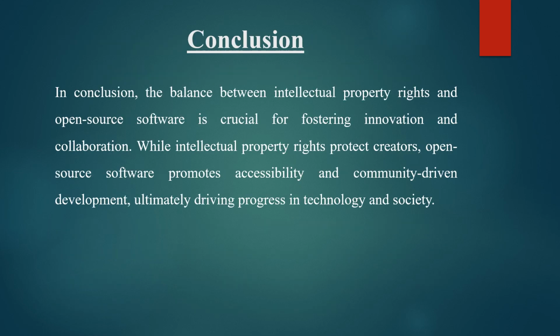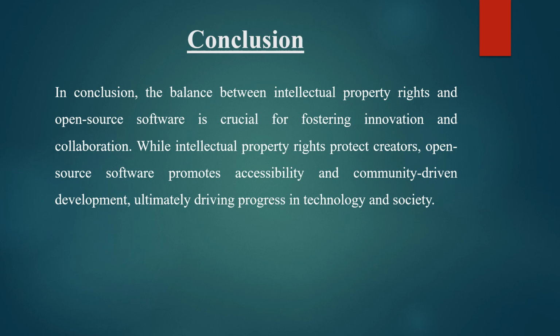So let's wrap up what we have learned about intellectual property rights and open source software. Think of it like this. Intellectual property rights protect creators' work, like making sure no one steals your drawings or stories. On the other hand, open source software is all about sharing and teamwork. Like when lots of people work together to make a big project like a video game or an app.